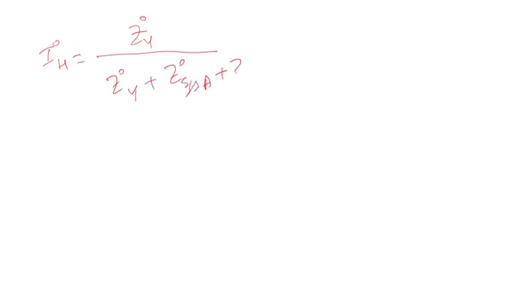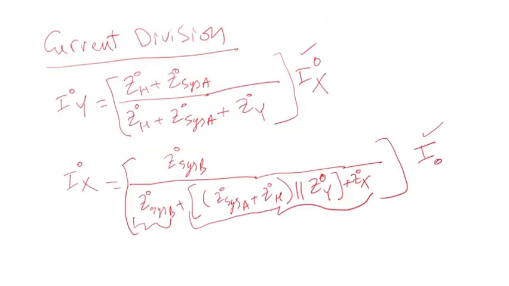For I0H, the zero sequence current flowing through the high voltage winding, I'm still doing current division. It's the zero sequence impedance of the Y divided by the zero sequence of the Y winding plus system A plus the zero sequence of H, the entire thing times I0X. I already calculated I0X here, so you can just substitute.